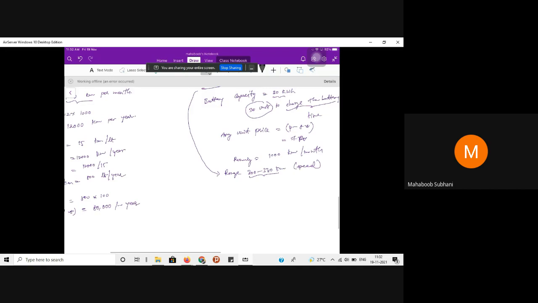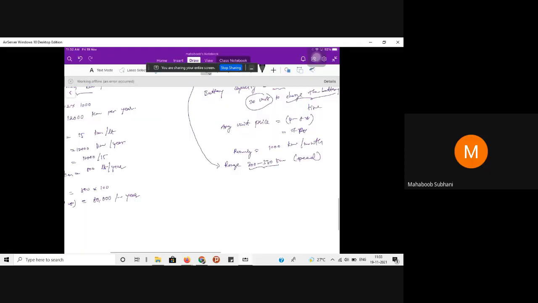Now, in one charge I can go up to 300 kilometers, right? Since we are doing the month calculation, I want to travel 1,000 kilometers. For that, how many times do I need to charge? 1,000 divided by 300, so I need to charge at least 3.5 times in a month.